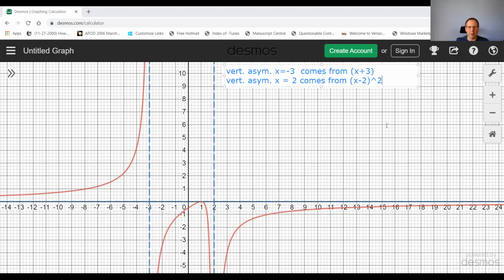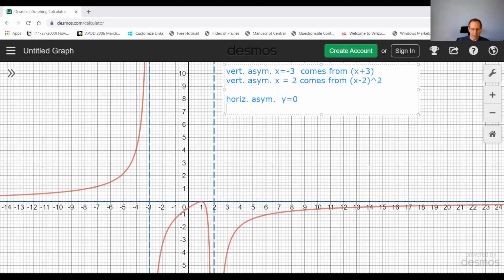What about horizontal asymptotes? Well, as x gets really, really large or really, really small, what's happening to the function? It looks like it's approaching 0, so we have a horizontal asymptote of y equals 0. Okay, what about vertical intercepts? Where is it crossing the y-axis? Well, that looks like right here, and I guess it's -0.5. So it's going to be 0, comma, -1/2.